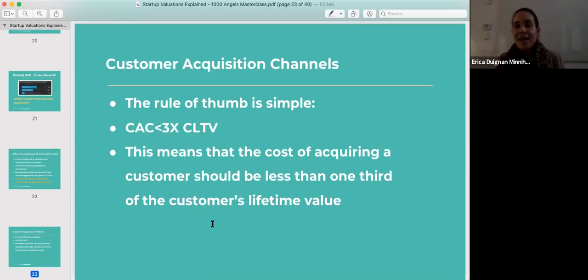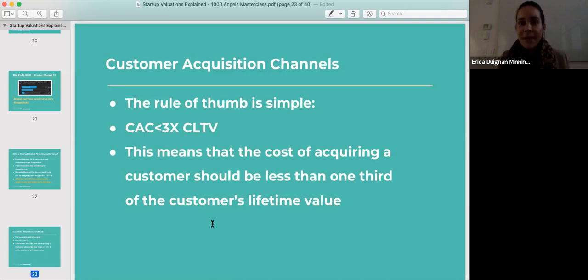The next sort of big contribution to valuation is understanding the value of the company's customer acquisition channels. So the rule of thumb is pretty simple. It's that the customer acquisition cost should be less than 1/3 of the customer lifetime value. So if a customer is expected to spend $300 over the course of the lifetime, if it costs $100 or less to acquire that customer, that's generally considered a pretty attractive ratio, right?